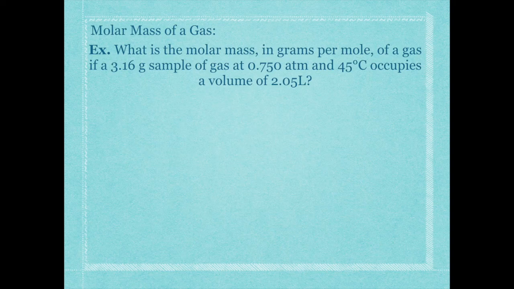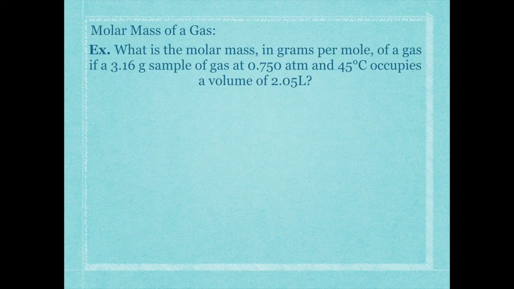So this problem might seem super complex until you realize you're going to be having 2 different problems. The first problem is using the ideal gas law in order to solve for moles. So you're going to use your pressure, your temperature, and your volume to solve for moles. Once you know your moles, in order to get molar mass, which by the way has units of grams per mole, all you have to do is take your mass, which was the 3.16, divided by the number of moles, and that'll give you your molar mass.